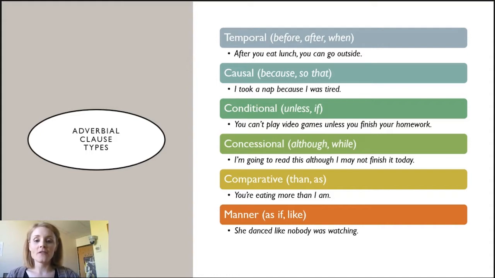And then we have adverbials of manner, which start with subordinating conjunctions like as if or like, which describes the manner in how the action is happening. So an example would be, she danced like nobody was watching. So the adverbial would be like nobody was watching, and that's describing the manner in which the dancing happened.